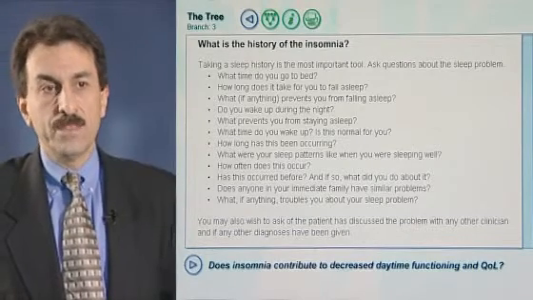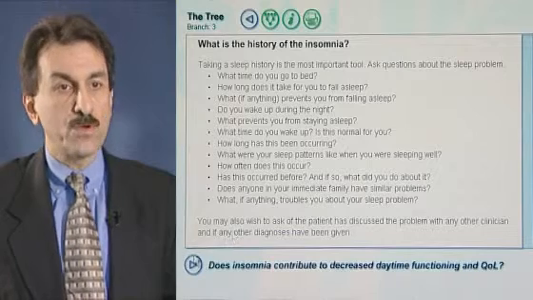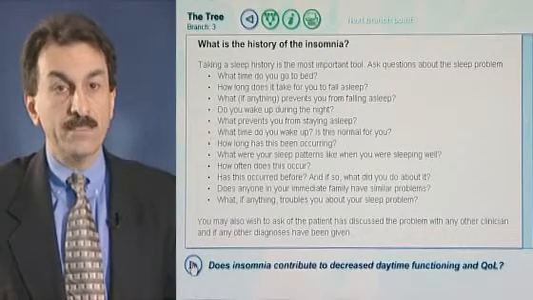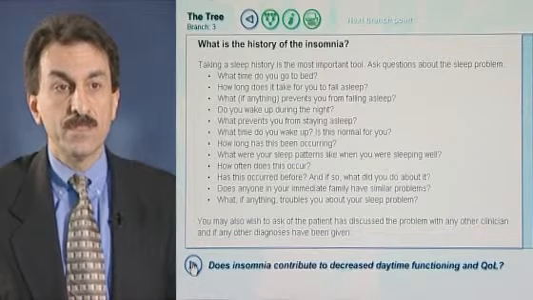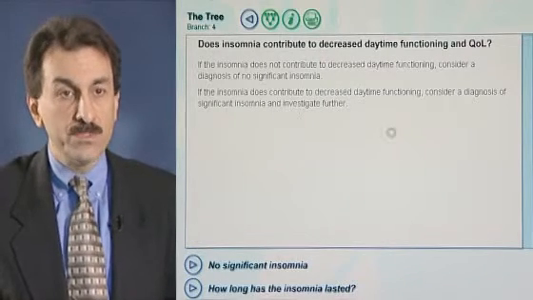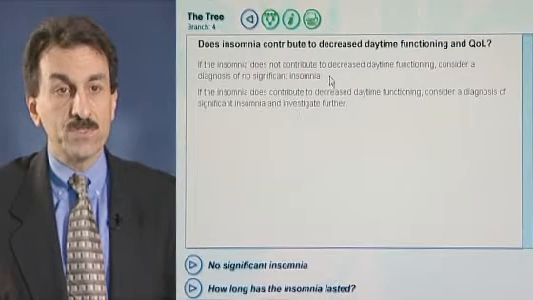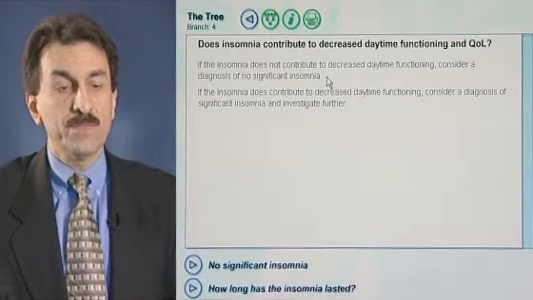Now, the next step in the sleep tree prompts you to ask the question, does insomnia contribute to decreased daytime functioning and decreased quality of life? Now, in some cases, insomnia does not contribute to decreased daytime functioning, and so you may want to consider a diagnosis of no significant insomnia.